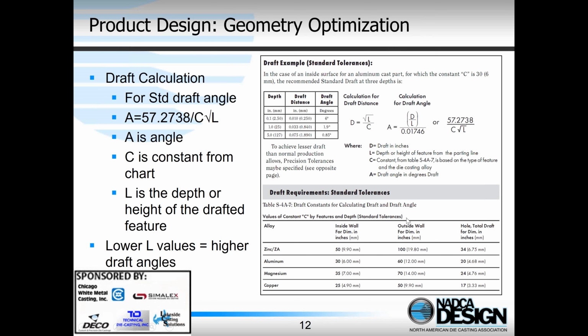And at the bottom here, we have values for the constant C. L is the length of the feature. C is the constant shown here. And you can see it's a different value for different metals being cast, inside walls, outside walls, and holes.